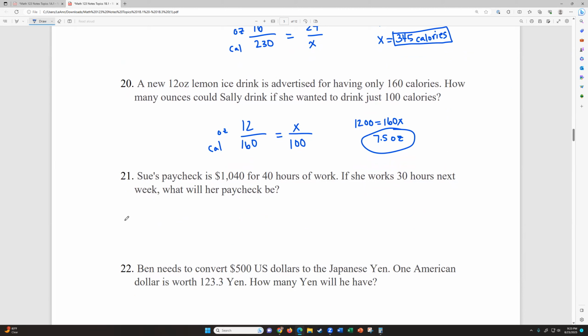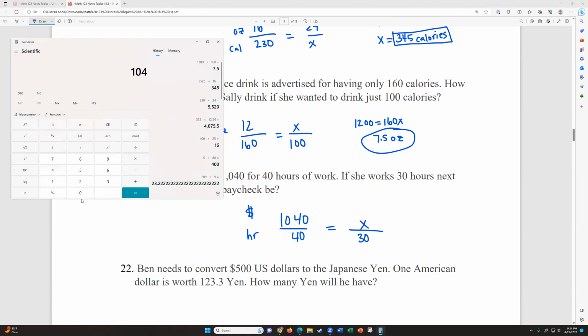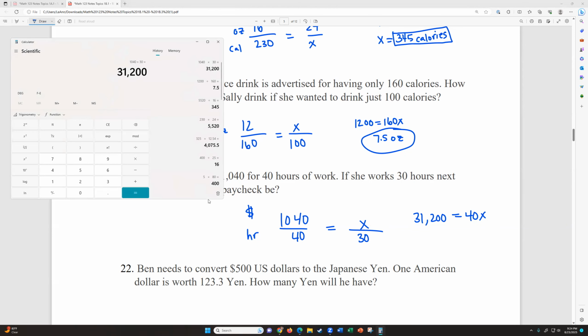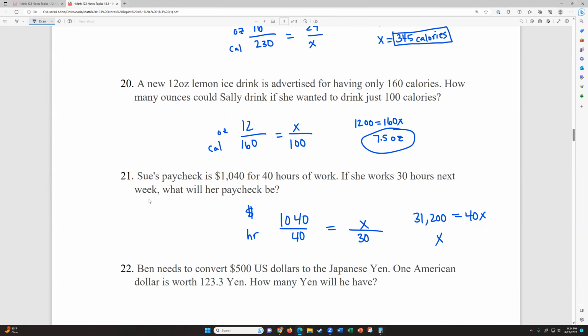Okay, we got another one. Sue's paycheck is $1,040 for 40 hours of work. If she works 30 hours next week, what will her paycheck be? So we know for this week, dollars per hour, we're going to keep that as our ratio. That was 1,040 over 40. Next week, she's only going to work 30 hours, so we should expect a smaller paycheck. So 1,040 times the 30 is 31,200 equal to 40 times X. We do our other diagonal and then divide by the 40. We're going to get $780. So that's what she would make working 10 hours less.